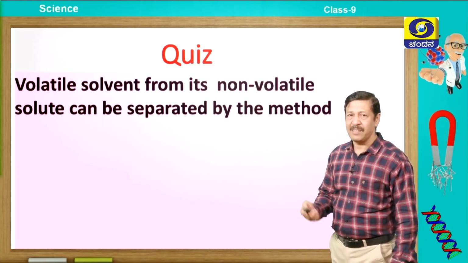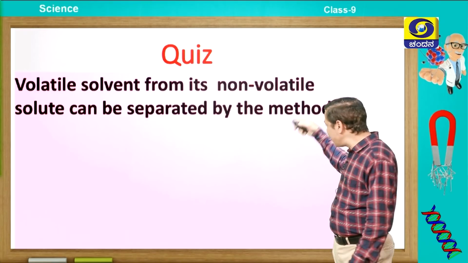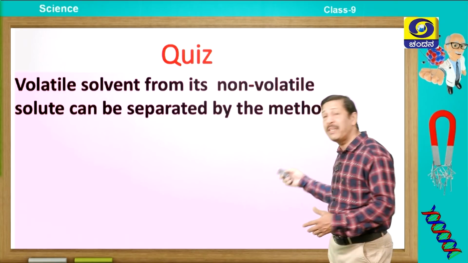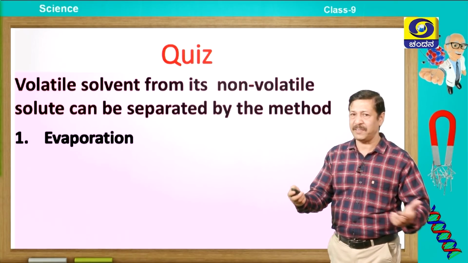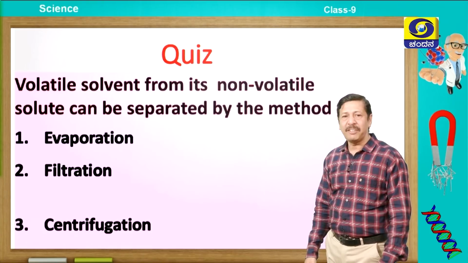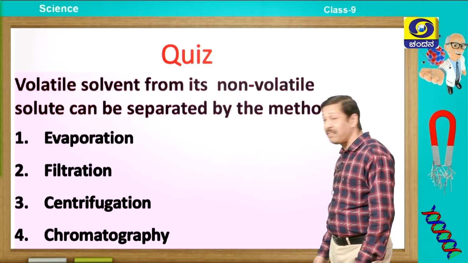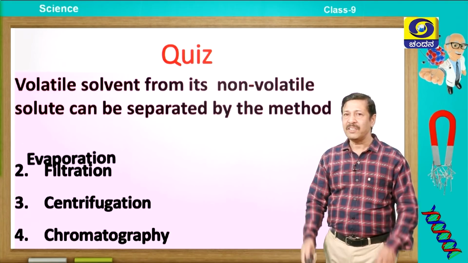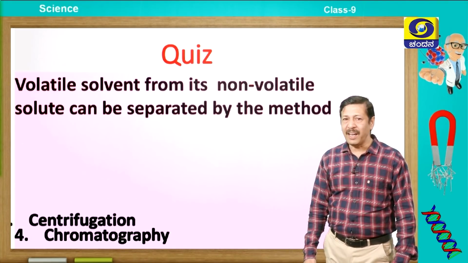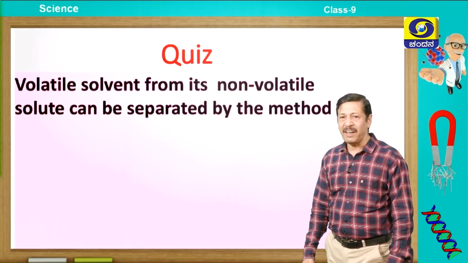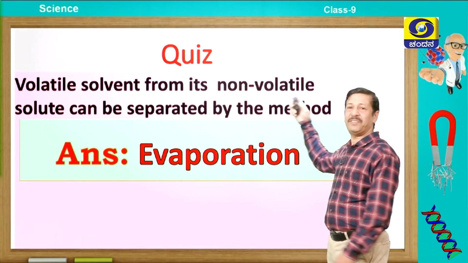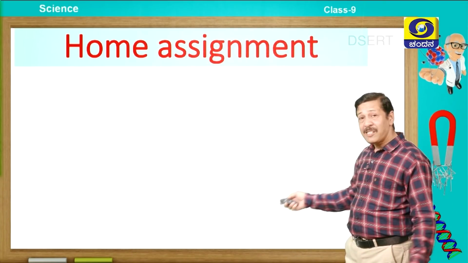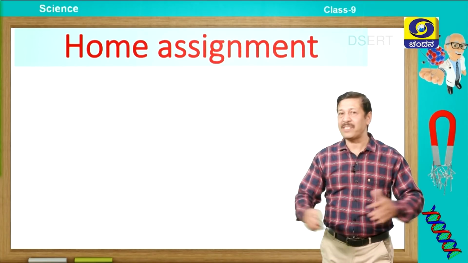Next question. A volatile solvent can be separated from its non-volatile solute by the method called, what is the method? Evaporation, filtration, centrifugation, finally chromatography. What is the answer? Let us check. The right answer is evaporation, right. Very good. Now we came to the last part of the class, that is the home assignment.